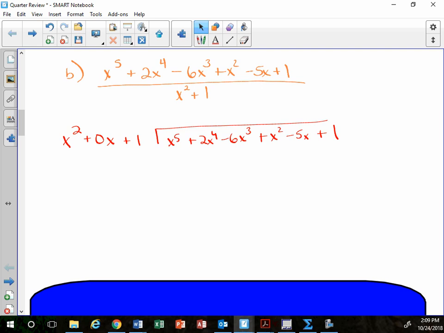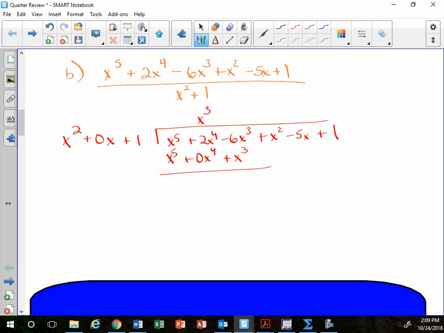All right, guys, I'm going to go through it because I want to keep moving too. So I know I need an x cubed, maybe. x to the 5th, 0x to the 4th, x cubed. This is where some mistakes happen. When you're subtracting, that's gone. This is 2x to the 4th. Most people are fine with that. A lot of people mess this one up. This is negative 7x cubed, not negative 5x cubed. Okay? You must subtract. Bring down your x squared.